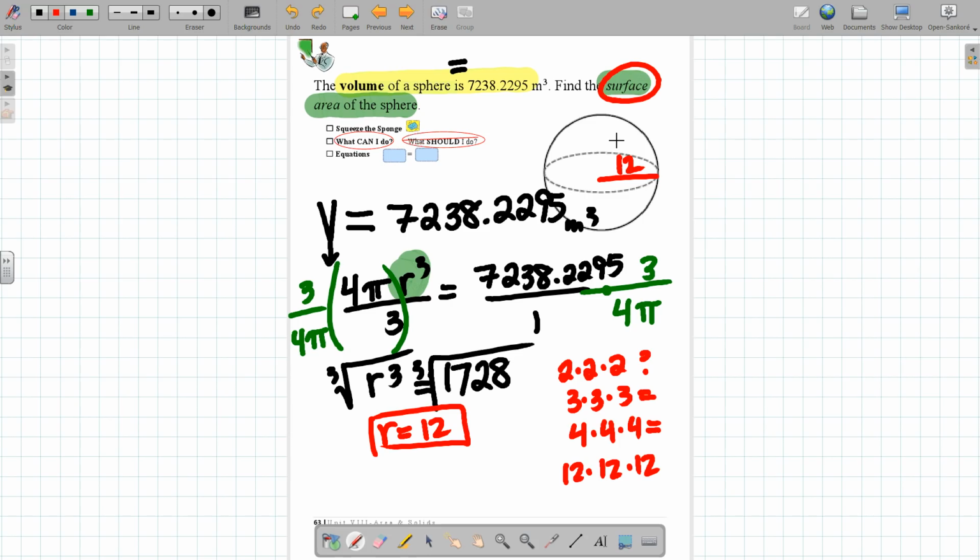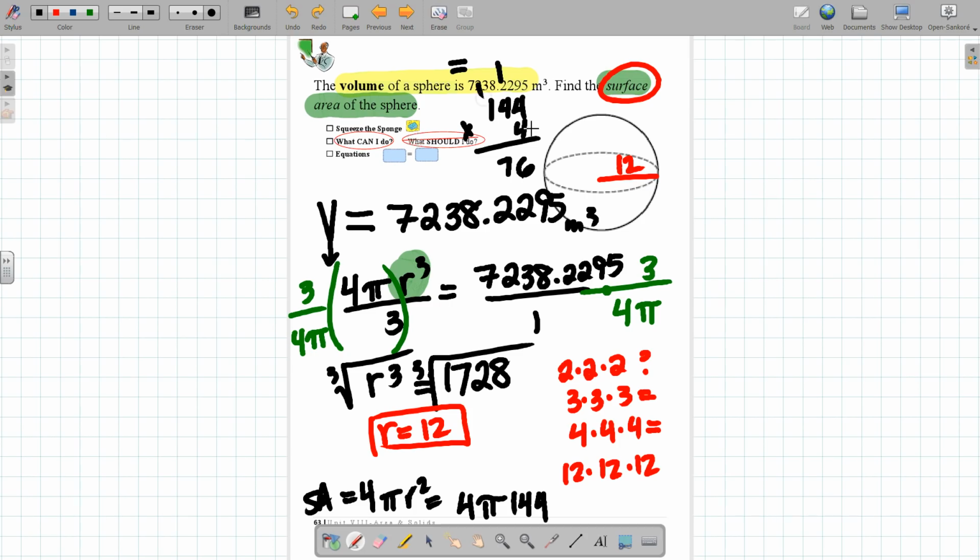We want to find the surface area. 4 pi r squared. It's going to be 4 pi 144. I'm basically going to do 144 times 4. Final answer, 576 pi, check for units, meters squared.